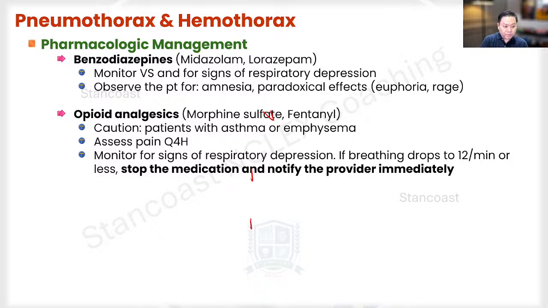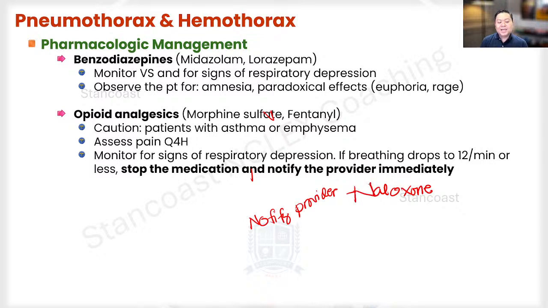Where am I going to write here? Notify the provider and anticipate the administration of naloxone in order to, where's the N here?